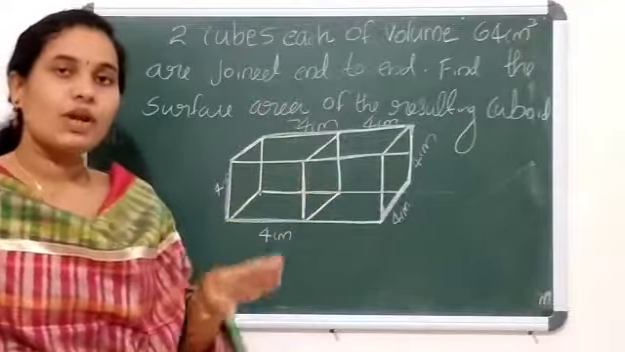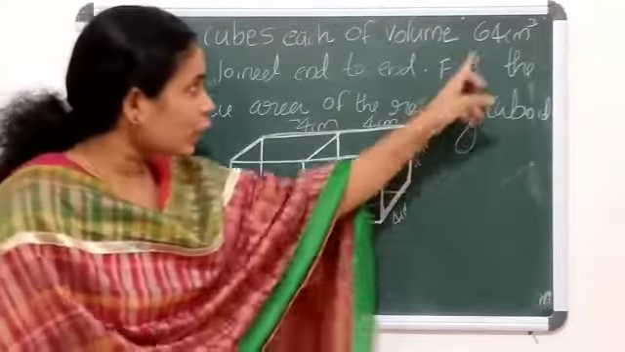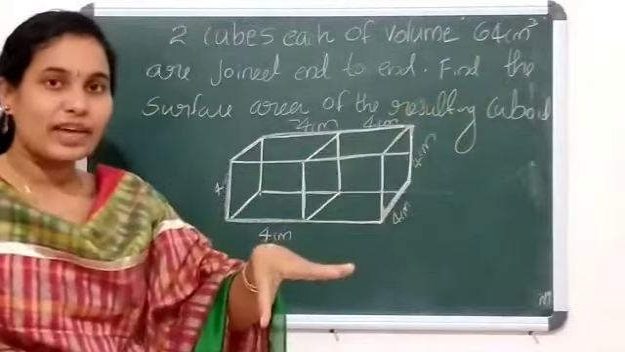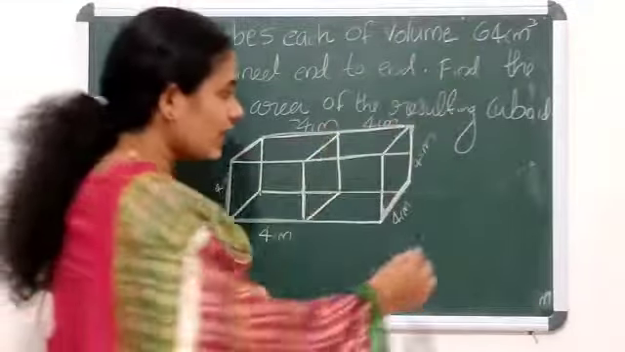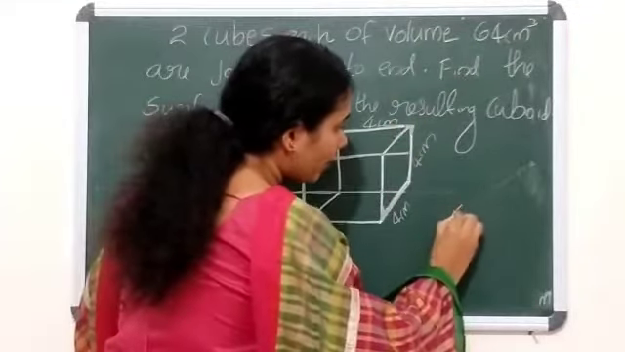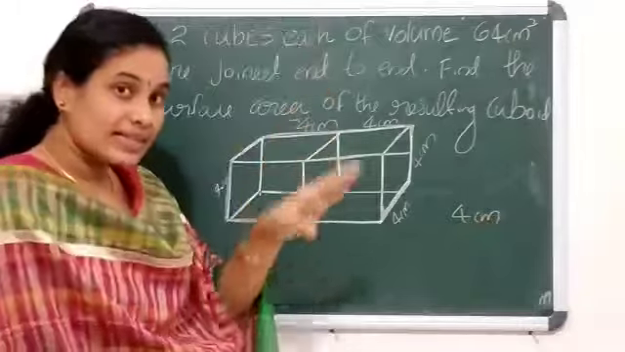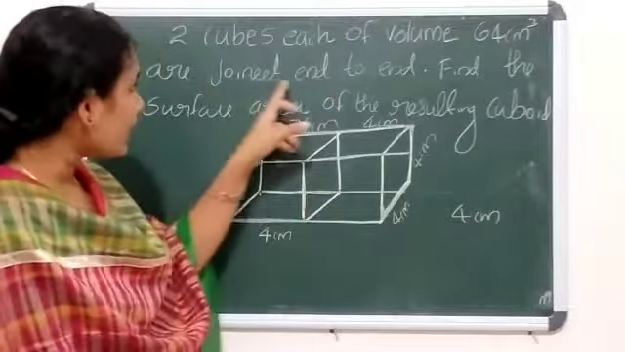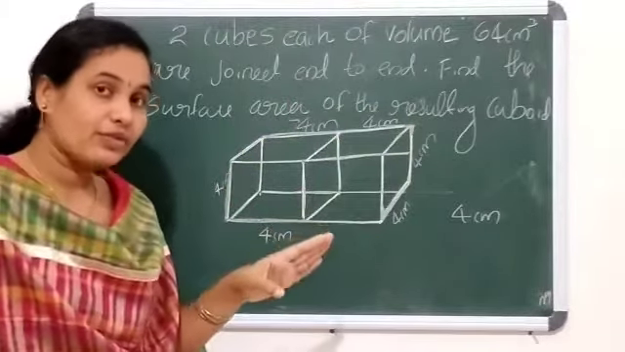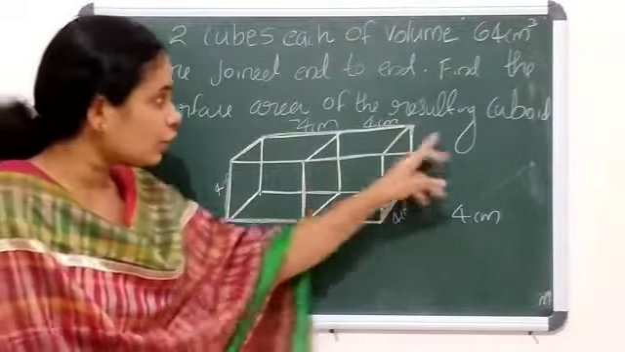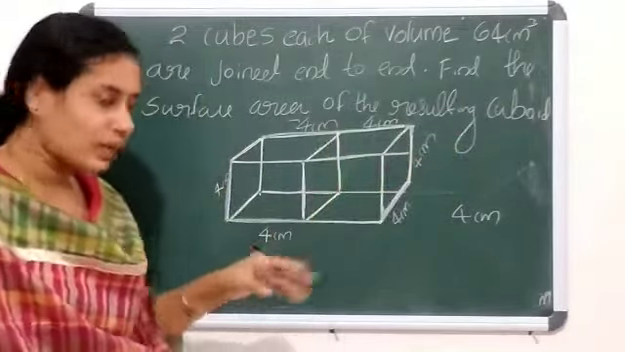We know that volume of the cube is a cube. A cube equal to 64 means what is the value of a? A equal to 4, right? 4 cube is 64. So here, each side of the cube is 4 centimeter. And it is given that the two cubes are joined end to end like this way. We want to find out the surface area of the new cuboid forming.